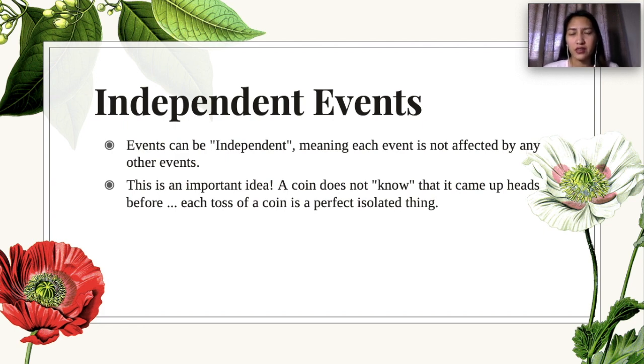For independent events, events can be independent. Ibig sabihin nun, each event is not affected by any other events. Isang halimbawa ay kapag nag-toss ka ng coin, and then it came up heads. So each toss of a coin is a perfect isolated thing. So say for example, you would toss 10 times. Your first toss, halimbawa lamang, lumabas na heads, yung face up. Yung second toss mo, hindi porkat heads yung una mong toss, ay maapektuhan na at magiging tails na ito. So, yung event na yon ay tinatawag na independent events.